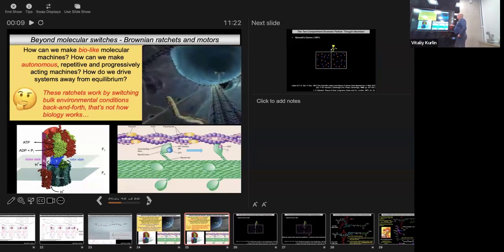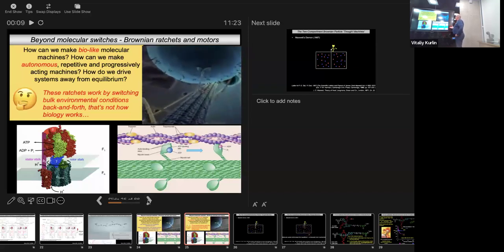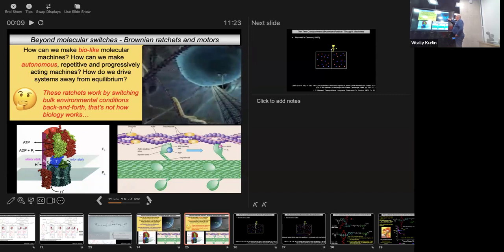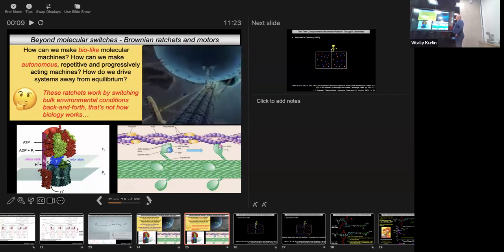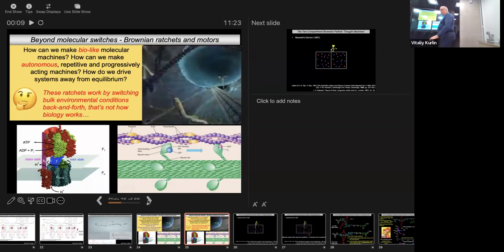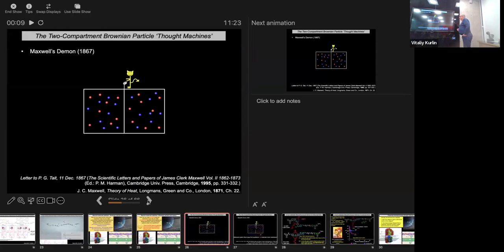The ratchet that we just showed works by oscillating the pH back and forth, back and forth, back and forth. But that's not how biology works. This motor protein is a catalyst that's catalyzing the hydrolysis of ATP to ADP, and it's using that action of catalysis to actually move up and down the track, and that's the key to all of biology. But if that's true, there's another type of mechanism which is appropriate for that, where you don't have to keep oscillating the reaction conditions.